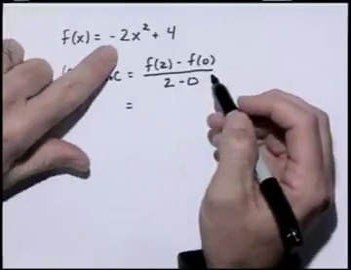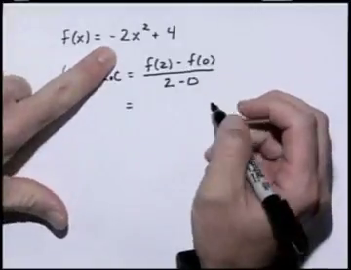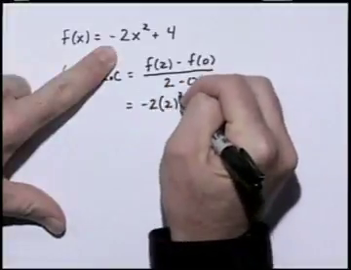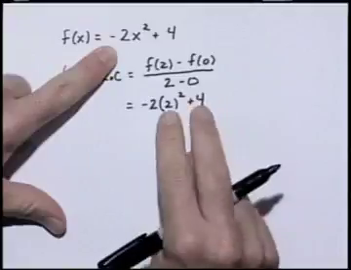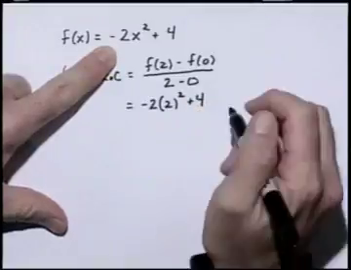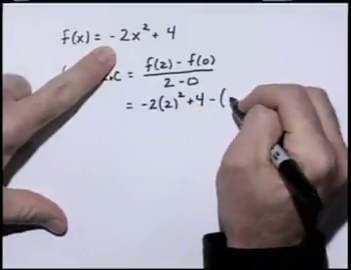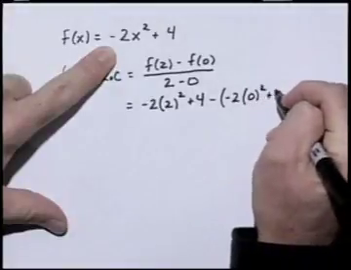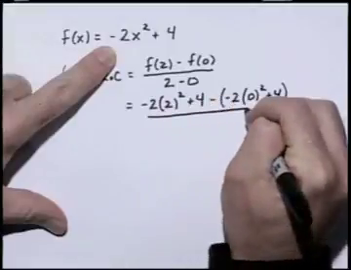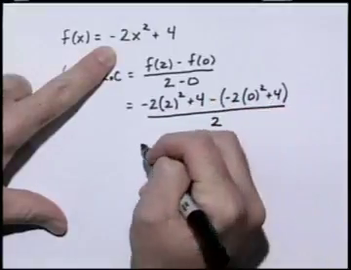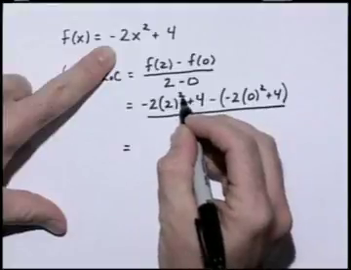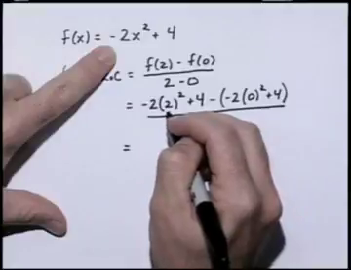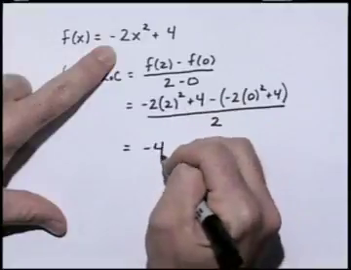F of 2 is found by evaluating the function f at 2. So we let x equal 2 in the function, and this is going to be f of 2. We then subtract from that f of 0, which is negative 2 times 0 squared plus 4, and that's all over 2 minus 0, or 2. 2 squared is 4. 4 times negative 2 is negative 8. Negative 8 plus 4 is negative 4.